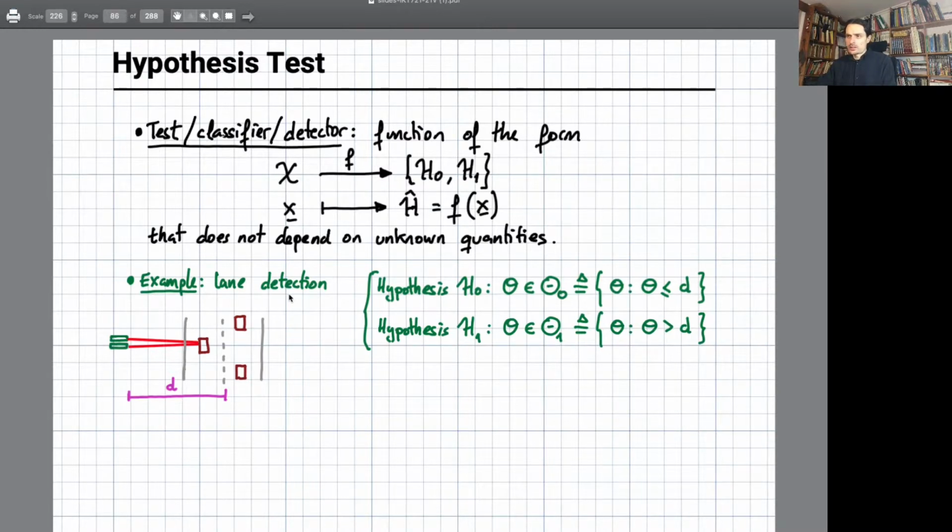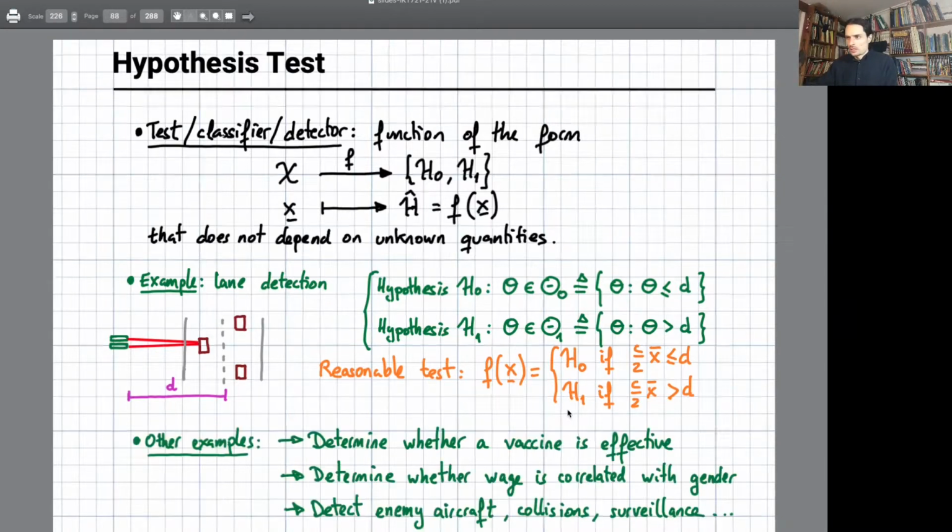In our lane detection example, one can think of a possible detector, and perhaps the most straightforward alternative is to decide that the car is on the left-hand lane if our scaled average is less than or equal to d, and decide that it is on the right-hand lane otherwise. But again, this is just intuition, and this is not a systematic way of coming up with a test. This is just a toy example.